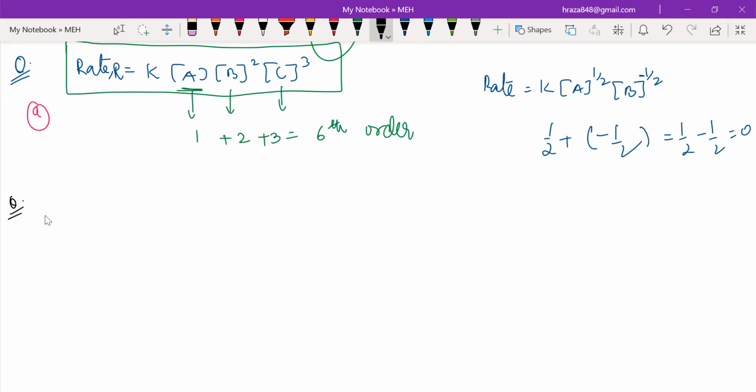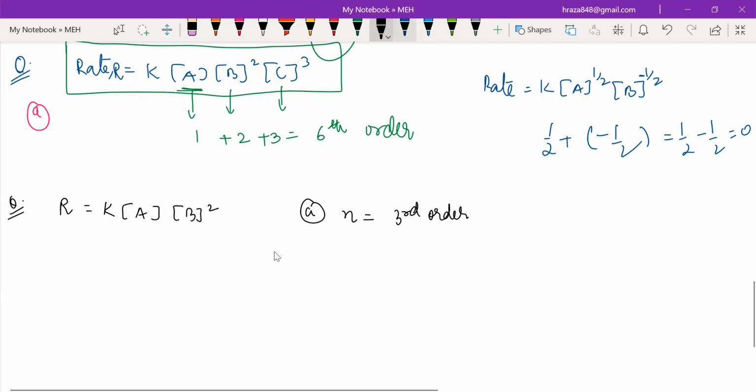Yes, sir. Now come to this point. If a rate law expression is given like this, A into B whole square, first of all let me know the order of reaction. What will be the order of reaction now? Sir, three. Third order. Very good.